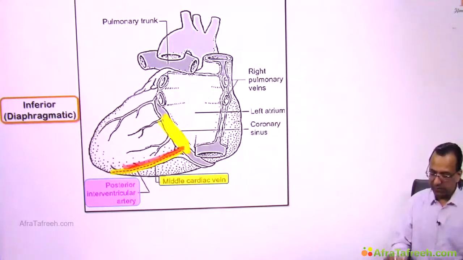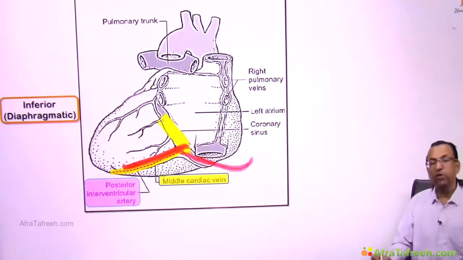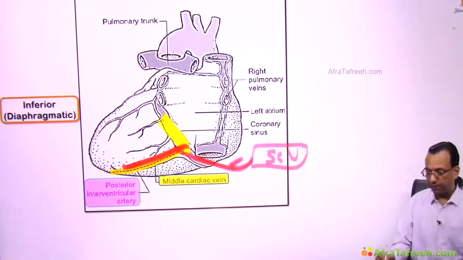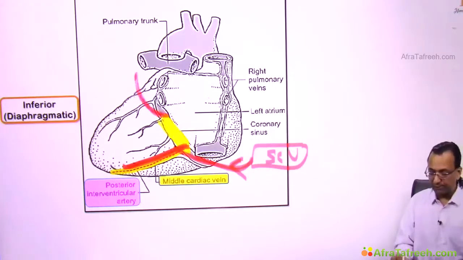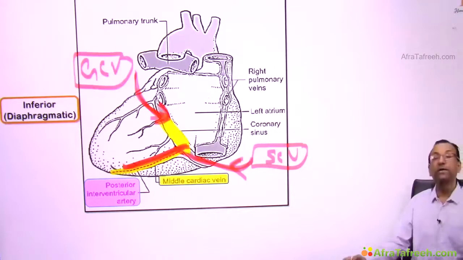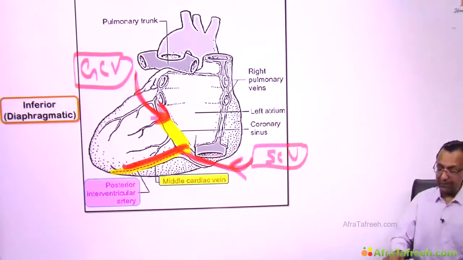If you say that is the middle cardiac vein, then which vein came from the right side? It was following the right coronary artery, and it is a small cardiac vein. So small cardiac vein came from the right side. Which vein came from the left side? The vein which comes from the left side is great cardiac vein. So great cardiac vein came from the left side, and small cardiac vein came from the right side. Both go behind the heart and drain to coronary sinus.